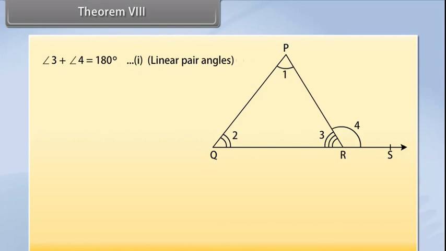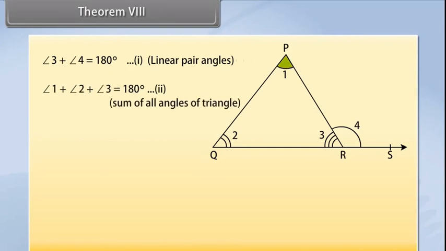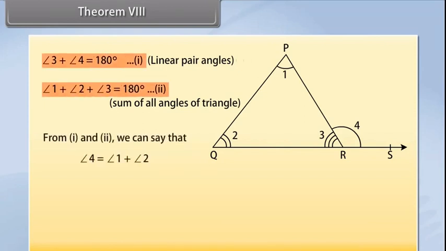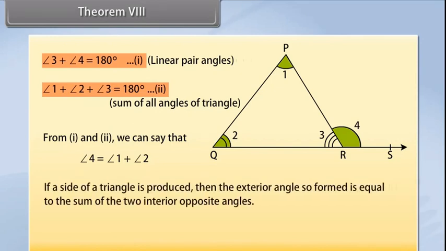Mark it as 1. Also, angle 1 plus angle 2 plus angle 3 is equal to 180 degree because the sum of all the angles of triangle is 180 degree. Mark it as 2. From 1 and 2 we can say that angle 4 is equal to angle 1 plus angle 2. This result can be stated in the form of a theorem which says, if a side of a triangle is produced, then the exterior angle so formed is equal to the sum of the two interior opposite angles.